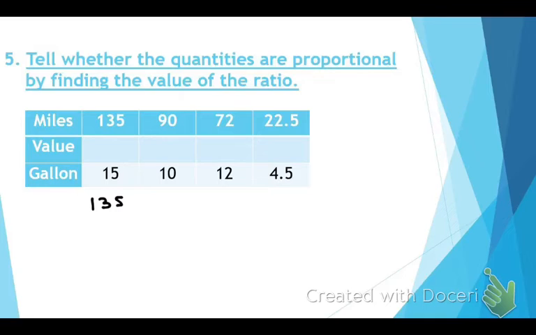So this first one, when you do 135 divided by 15, girls, what do you get? 9 is correct. Boys, take the next one, 90 divided by 10, and what do you get? 9. Just row 1. How do I find the answer for the next value? Divide. 72 divided by 12, what do you get? 6. Finally, class, what is 22.5 divided by 4.5?